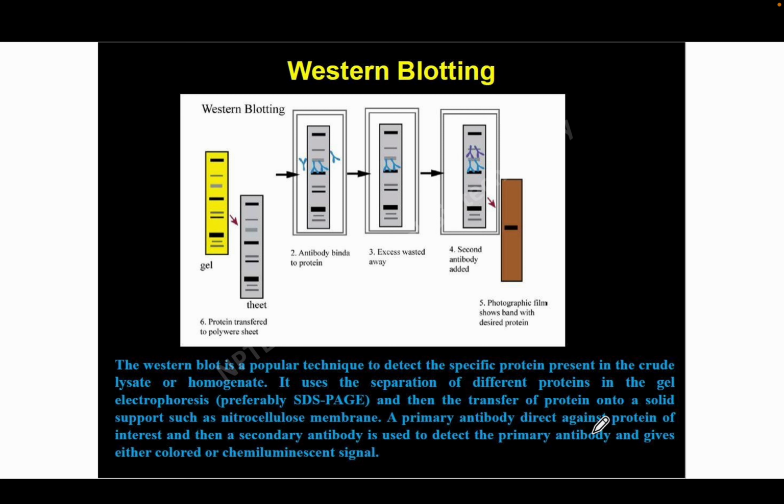So Western blot we already discussed. The concept is very much similar. You run a gel, and in the gel your protein will get separated. You add primary antibody, wash off the excess, then add secondary antibody, wash again, and then add substrate and visualize.